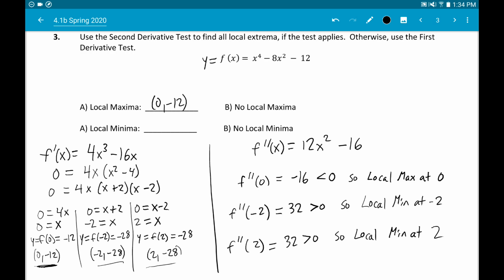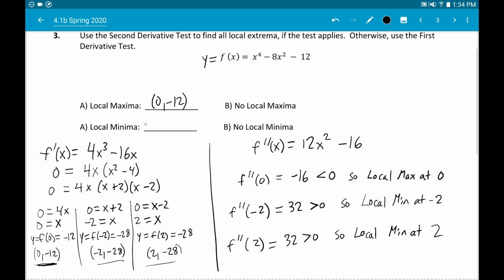Alright, so whenever you need to list multiple points on Hawks, just make sure you put a comma in between them. Doesn't matter which order you put them in, just make sure you put a comma in between them. So negative 2 comma negative 28 comma 2 comma negative 28. And there it is.